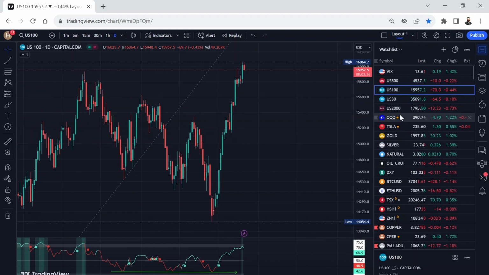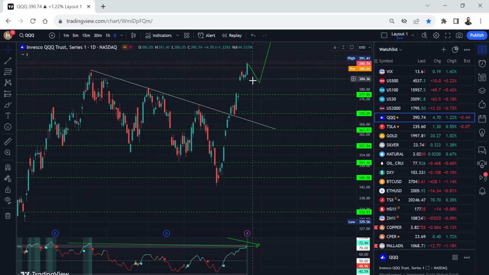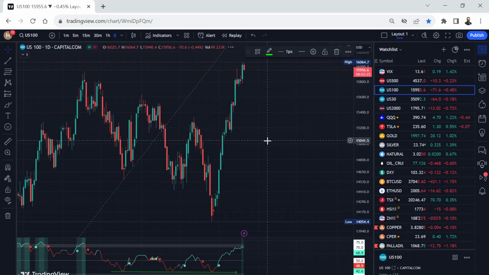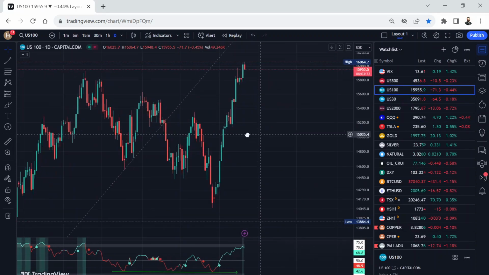So like triple Qs, you can see it's so extended. Here it is. It can come all the way down to fill this gap. It's possible before it can go higher. Still, it's going to be a higher low. All right, so keep that in mind and then plan accordingly.